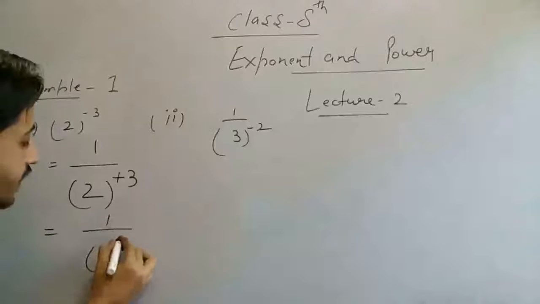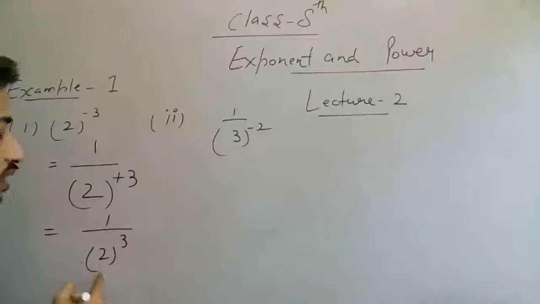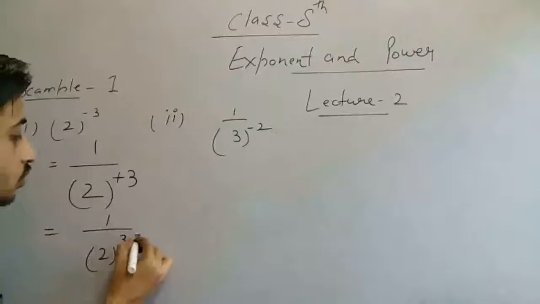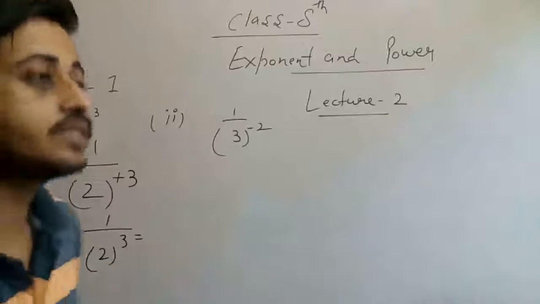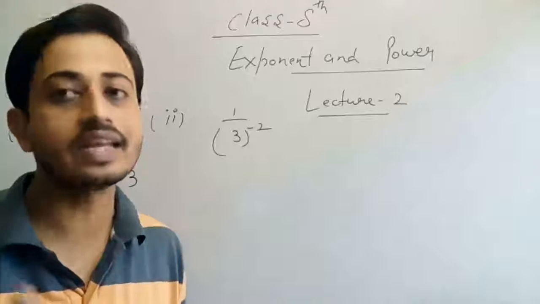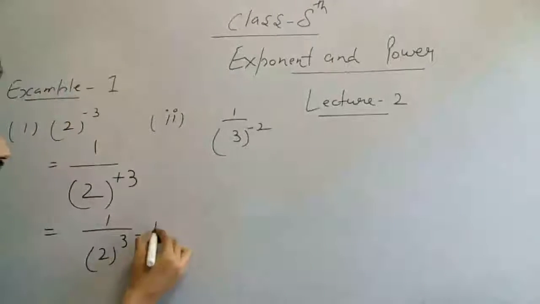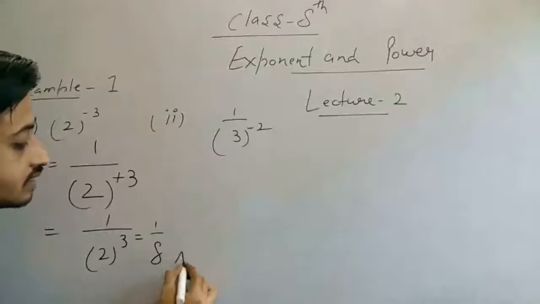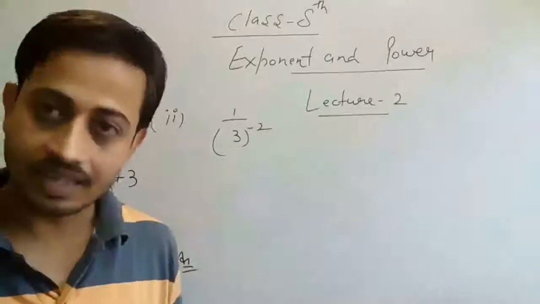So I can write it as 1 upon 2 raised to the power 3. And you know, 2 raised to the power 3 means 2 three times, 2 into 2 into 2. So we get 8. So the final answer is 1 by 8. This is the final answer.